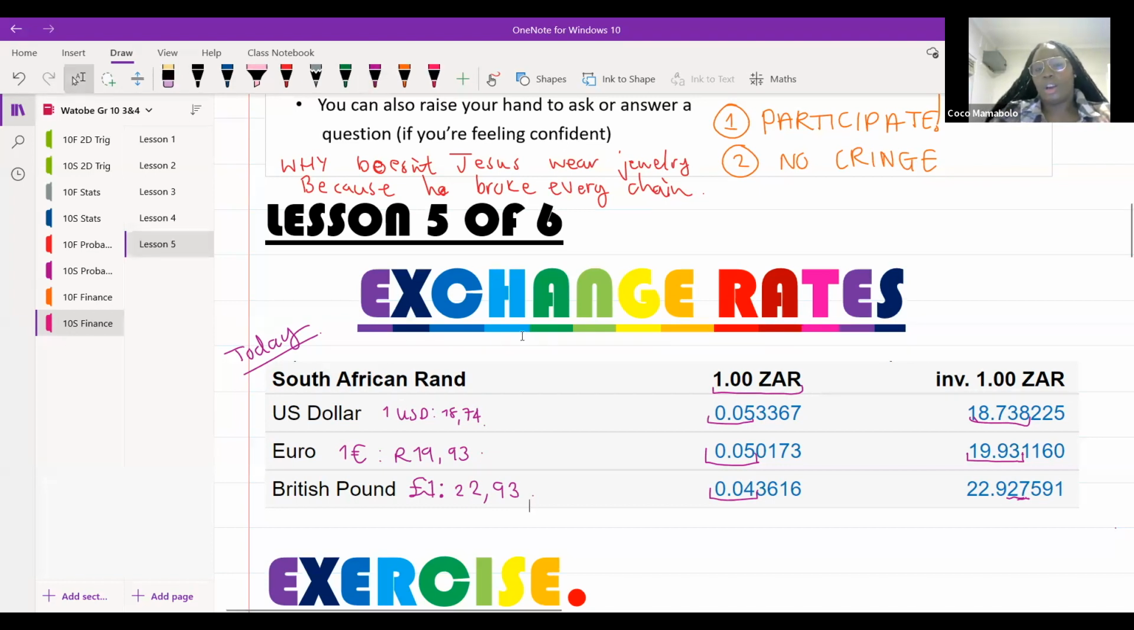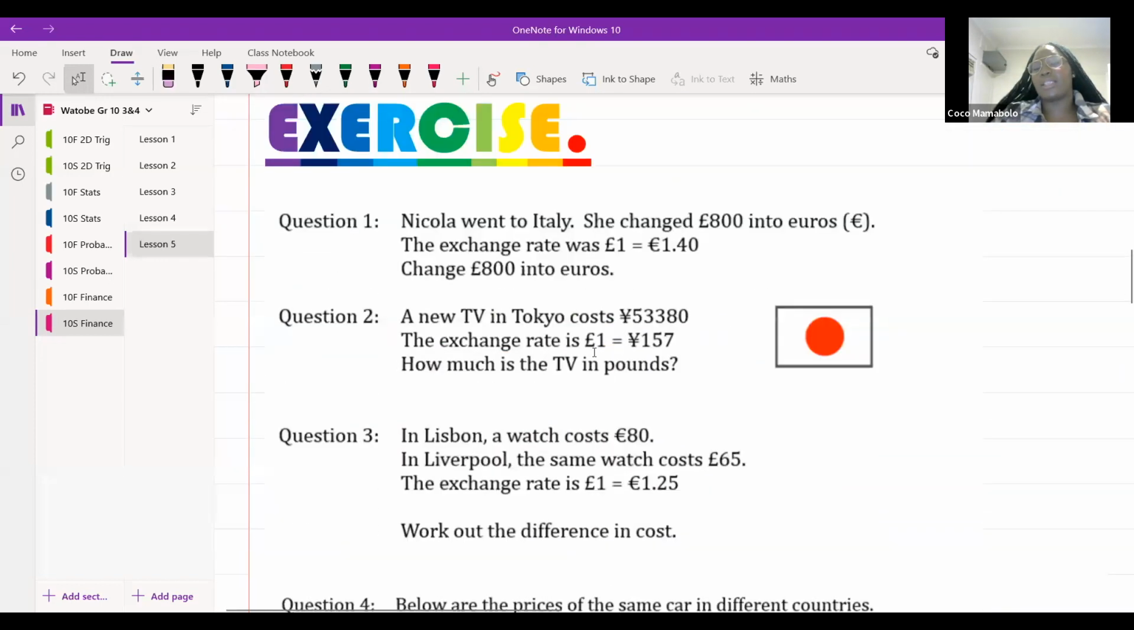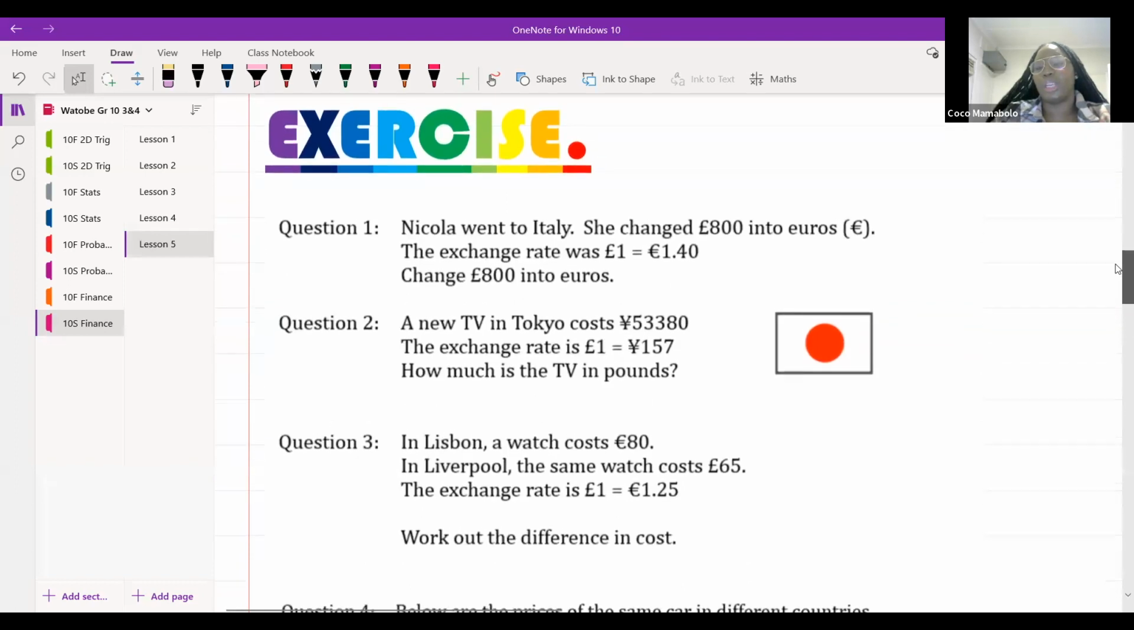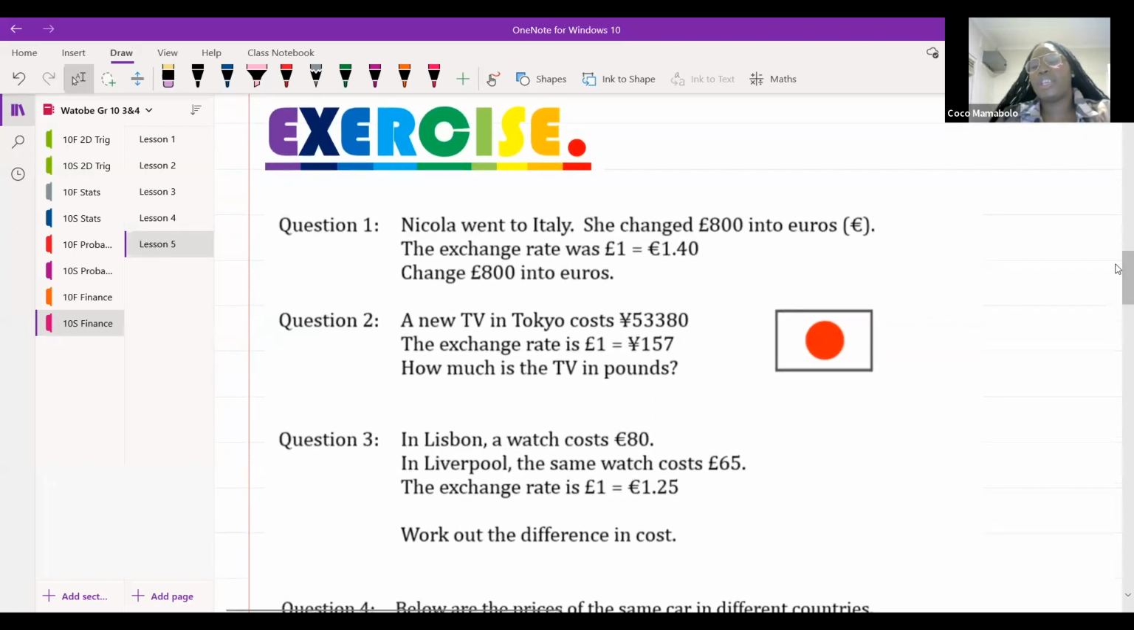Okay. All right. Okay, let's look at this next exercise over here. I want you guys to answer questions 1, 2, and 3. Pop your favorite emoji in the chat when you're ready. If you haven't done exchange rates yet, I'm going to quickly go through the first one. But for those of you who have done exchange rates, go ahead and answer the questions.